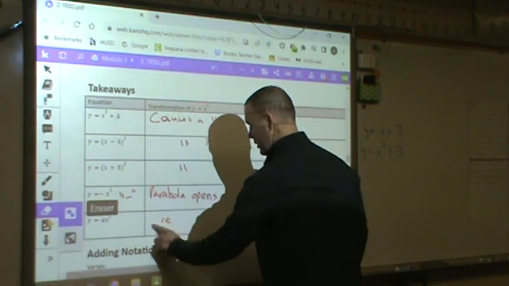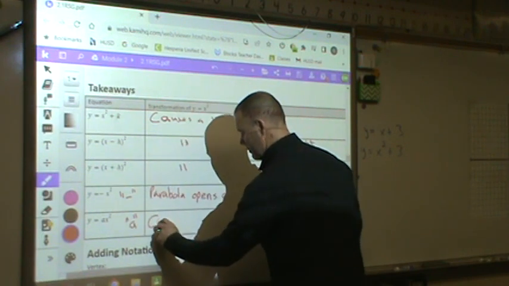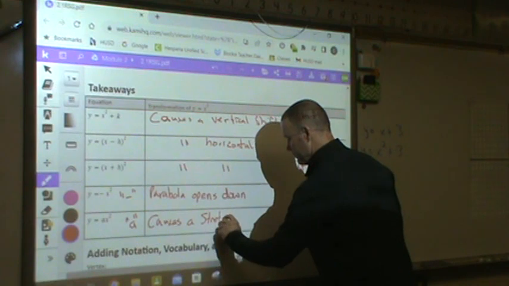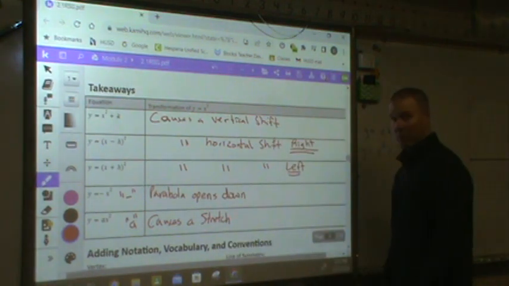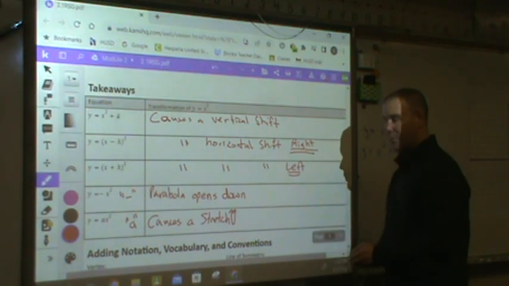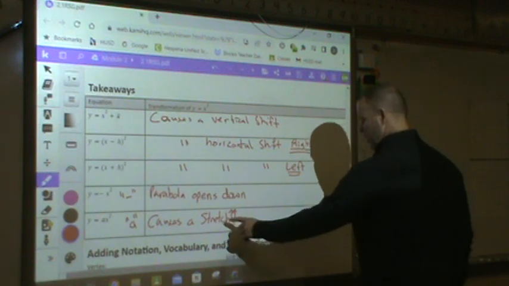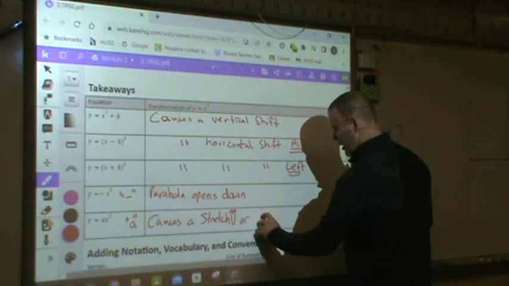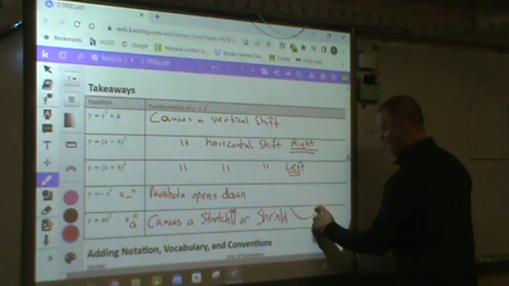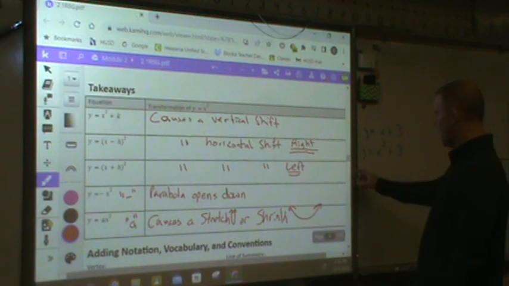Let me go back here and make sure we note that. The quote-unquote a causes a stretch, and I'm going to give you an example of what a stretch is like. A stretch is a really skinny graph. Okay, the rubber band technique, if you were in class, you talk about the rubber band. It causes a stretch or a shrink, which is going to be a really wide parabola. So it's overemphasizing what's going on with the stretch and shrink.